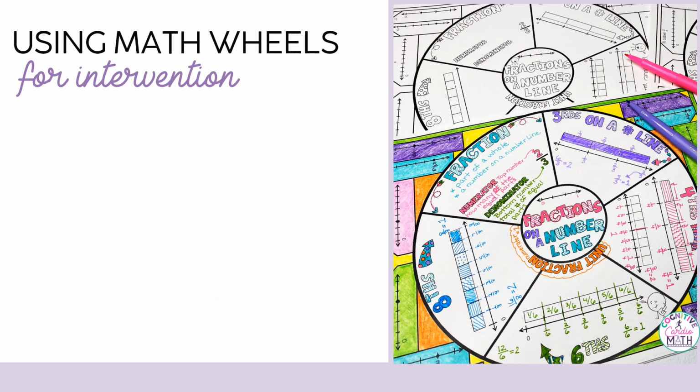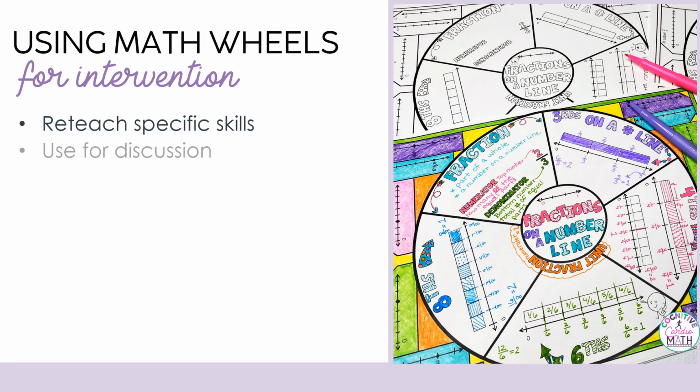Math Wheels are also a great tool for intervention if you've got specific skills that certain students are struggling with, even concepts they should have learned in previous years. You can grab or create a Math Wheel for that topic and use it with a small group. Using the wheels with small groups can invite even more discussion about the topic and the notes. It can allow time for students to share what visuals they might add or what they might highlight or underline that will help them best remember the concept.